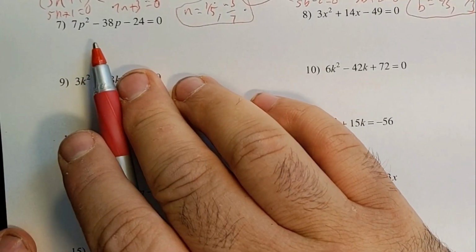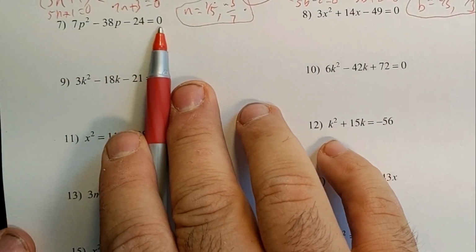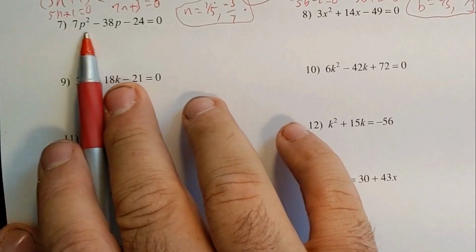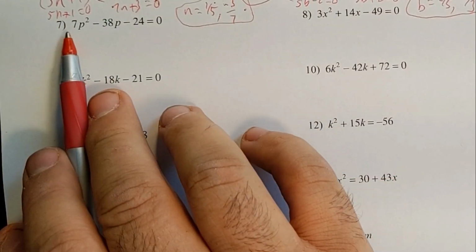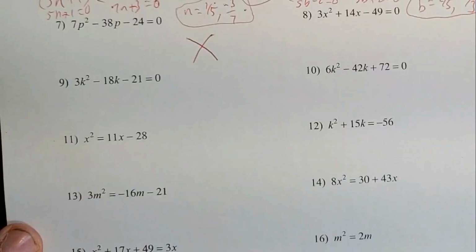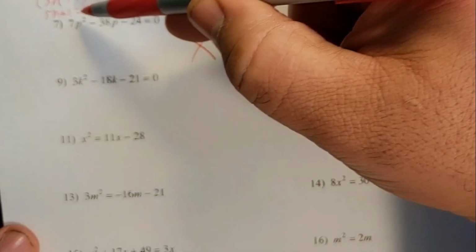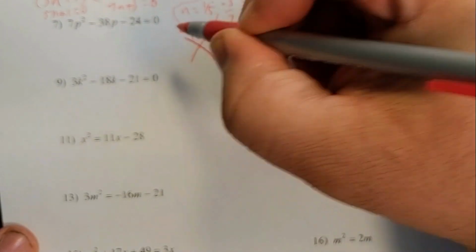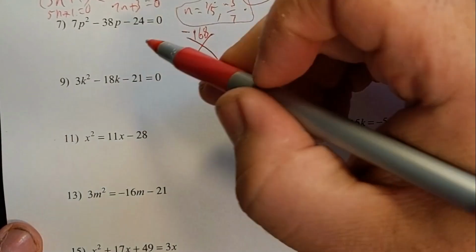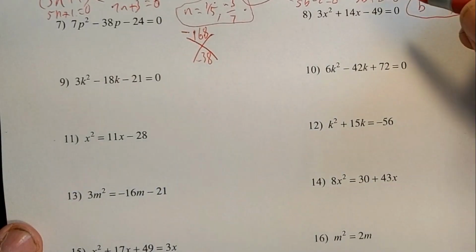For number 7, still in standard form, still have the 0 over here by itself, so it's set up the way we want it. Multiply 7 and 24 to fill out the top part of the x. You get 168, and it's a positive 7 and a negative 24, so that's negative 168. The b value is going to go down to the bottom, so that 38 comes down here.